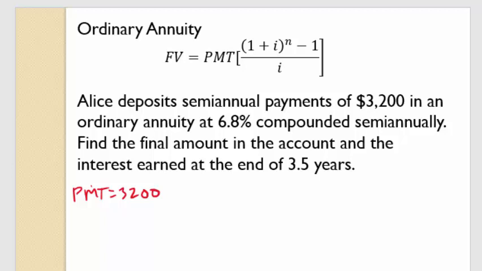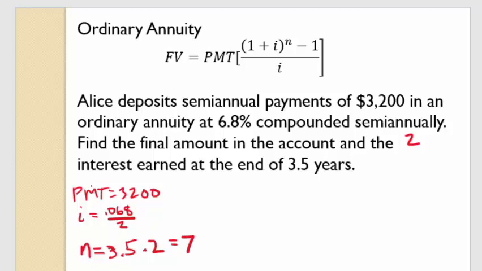Now let's find I. I is equal to 0.068, which is the rate, divided by the number of times it's compounded per year. In this case, it's compounded twice per year because it's compounded semi-annually. So it's 0.068 divided by 2. The N in this case is going to be the time in years, which is 3.5, times the number of times compounded per year, which is 2. So there are actually 7 periods in the term.